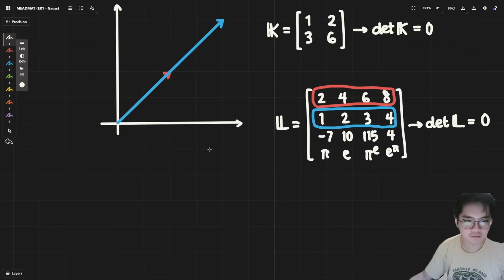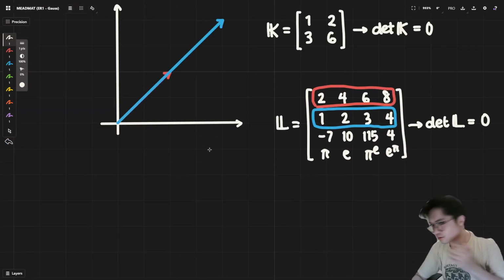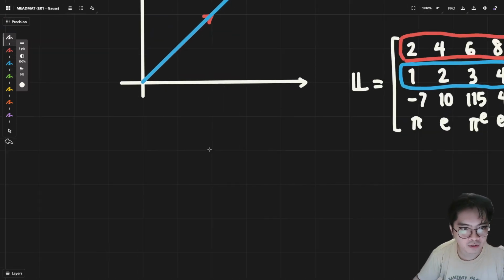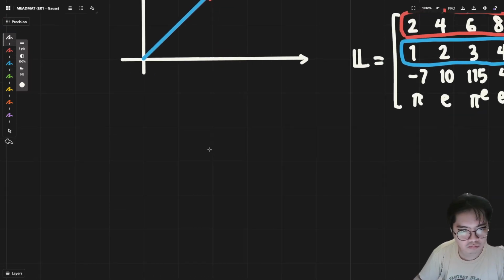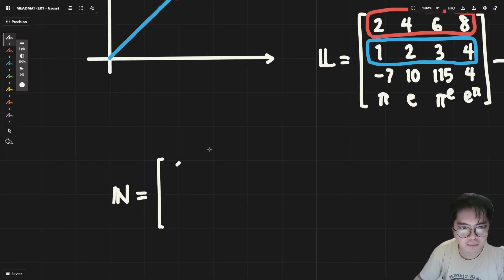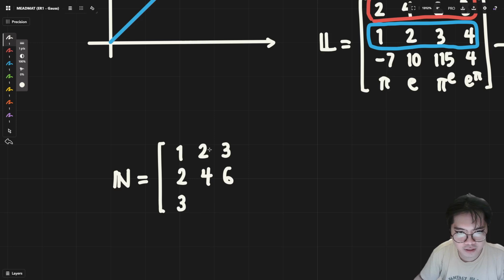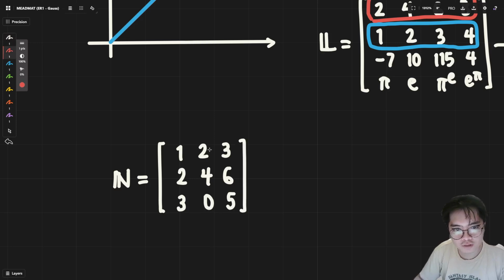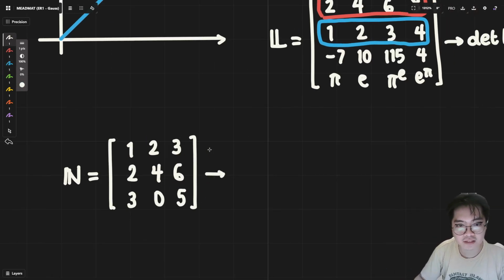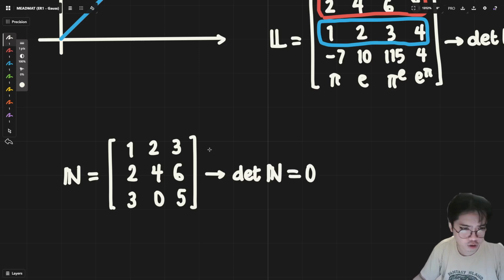Okay, let's have, say for example, a 3 by 3 matrix right here. I'm always stuck up with the names. Letter N, right? Say for example, very obvious, 1, 2, 3, and then 2, 4, 6, and then I don't know, 3, 0, 5, right? Because of the 1, 2, 3, 2, 4, 6, you can say that the determinant for N is 0, right? Let's just try and see if that is indeed correct.